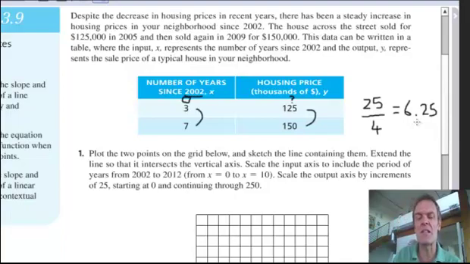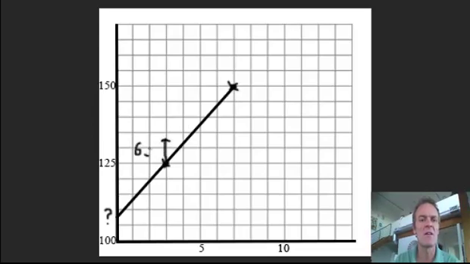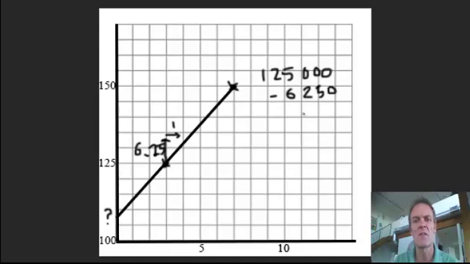It's going up by 6.25 thousand per year, which is $6,250. Now think about this logically. If it goes up by 6.25 thousand per year, then if you go backwards, it goes down by 6.25 every time you go 1 year back. If I go back to this graph, I know it goes up 6.25 for every year it goes on. Right now we're at $125,000. If I go back a year, I would take off $6,250. Then if I go back another year, take off another 6.25 thousand.